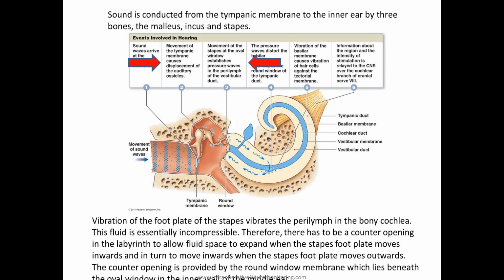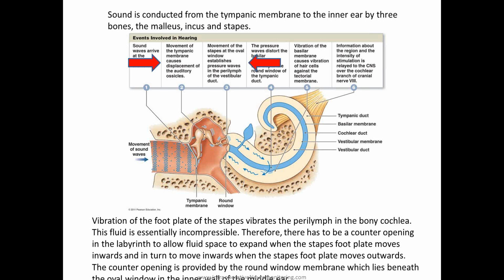Movement of the stapes at the oval window establishes pressure waves in the perilymph of the vestibular duct. So the stapes is that little pitchfork-looking one. It's connected to the oval window, which is on top. It causes this vibration inside the middle ear, which causes this perilymph to vibrate over the basilar membrane, and then it comes right back down and out at the round window.